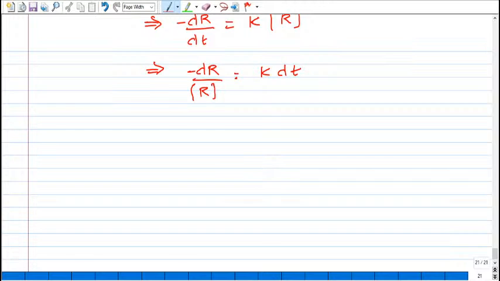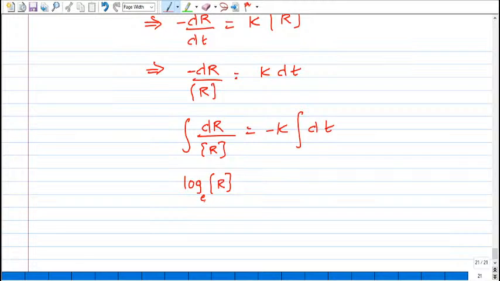Then after that you know what to do. We are going to take an integration. So you take this minus that side. So integration dR by R will be equal to minus K integration of dt. dR by R is nothing but log base e, which is also called ln. We can write ln R or log base e R, or it's always better to write like this, minus Kt plus C. Take it as equation number 1.